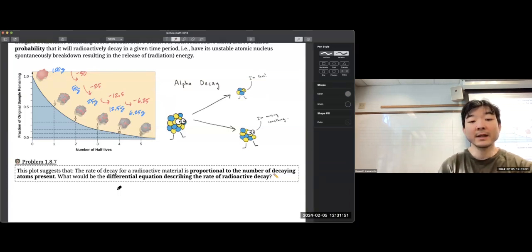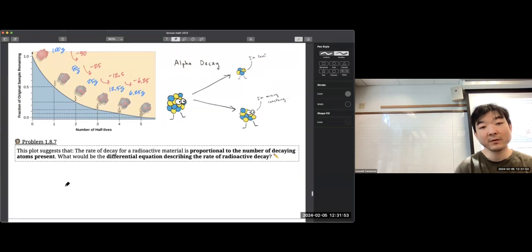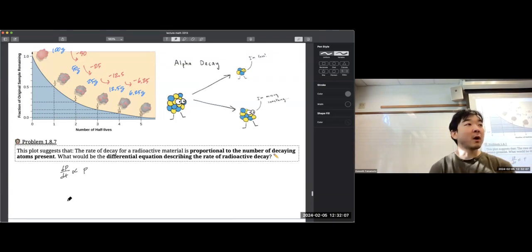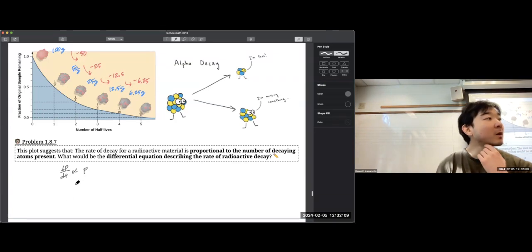It's going to be dP over dt, which is the rate of change of the amount of radioactive substance, is proportional to the amount you have at the time. But this by itself would look like it's just growing. So what do you think I have to do in addition to just writing this?